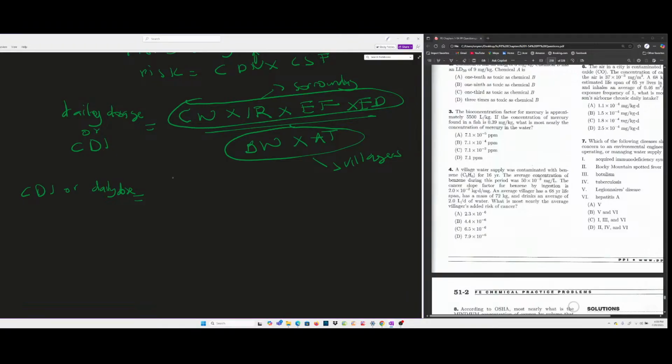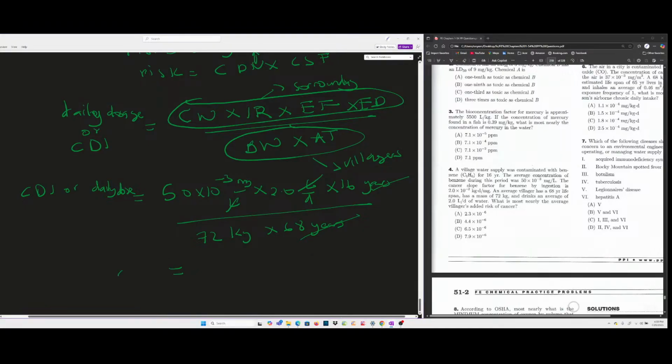Like when you see risk or anything involving toxicology, you don't have time to pull it up. That's just a short form of doing it. So we're going to have 50 times 10 raised to power negative 3 milligrams per liter, multiplied by 2.0 liters per day, multiplied by 16 years, divided by 72 kilograms times 68 years. Years cancel years, kilograms cancel kilograms, liters cancel liters.